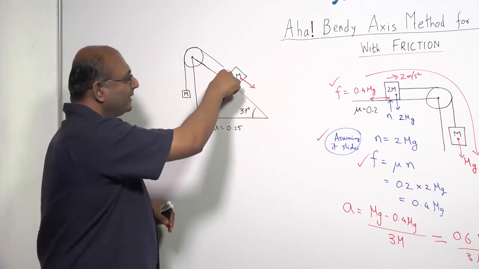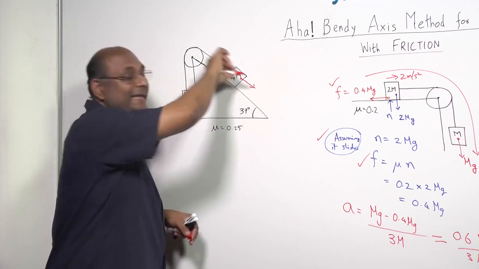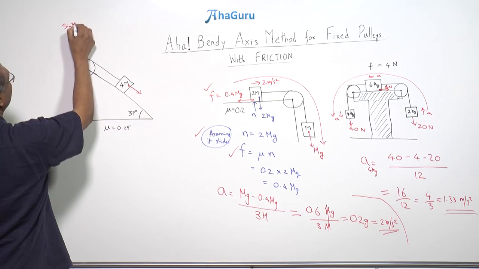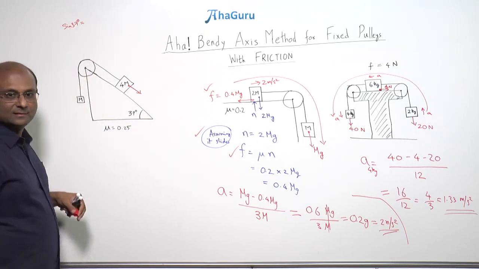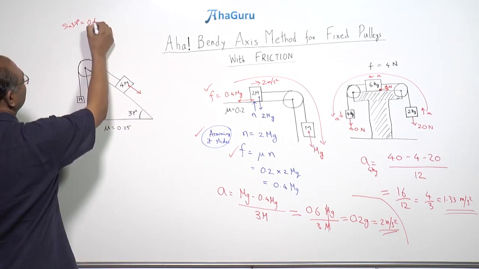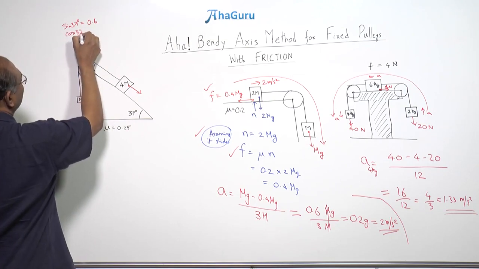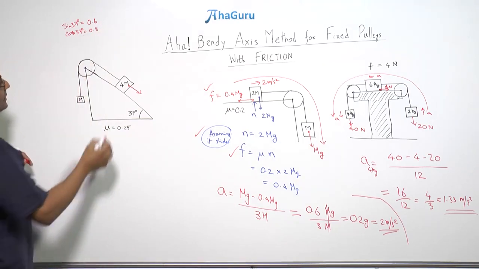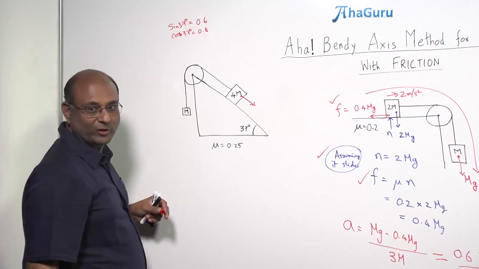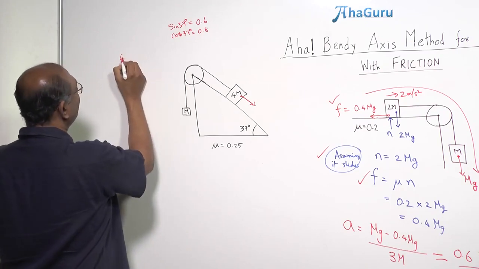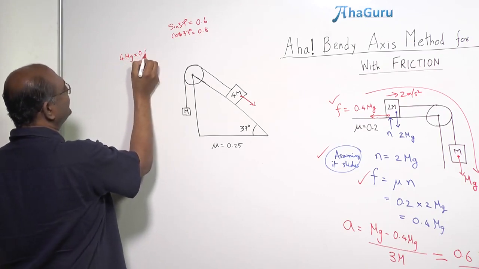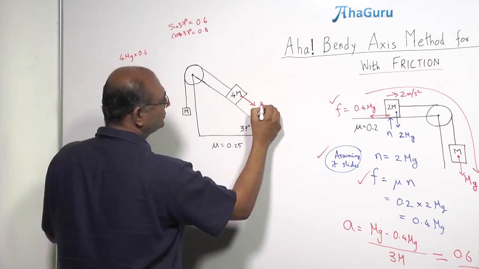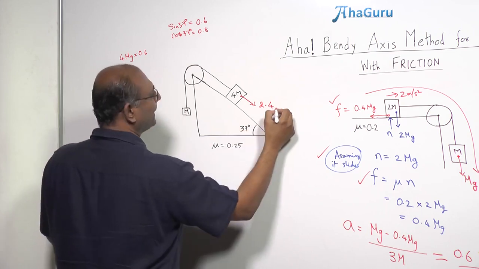You already know this, 4 mg sine 37. Now what is sine 37? Let us write down, sine 37 is 3 by 5. 3 by 5 is 0.6. Cos 37 is 4 by 5, 0.8. So let us use that. So this is 0.6 times 4 mg. 4 mg into 0.6, how much does that give you? 6 into 4, 24. So 2.4. So this is 2.4 mg.